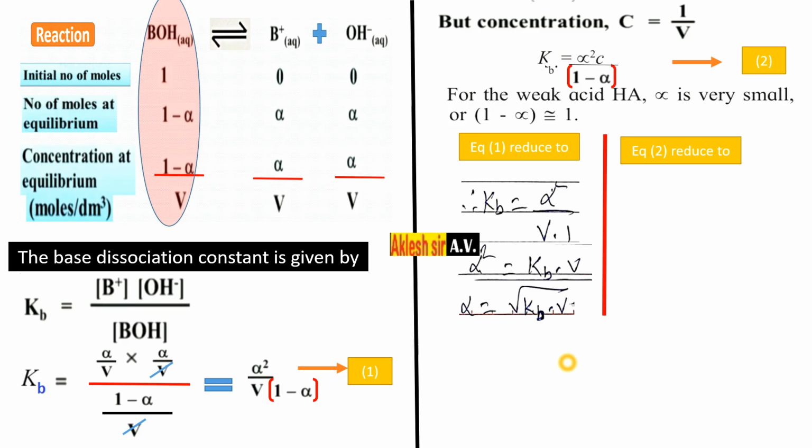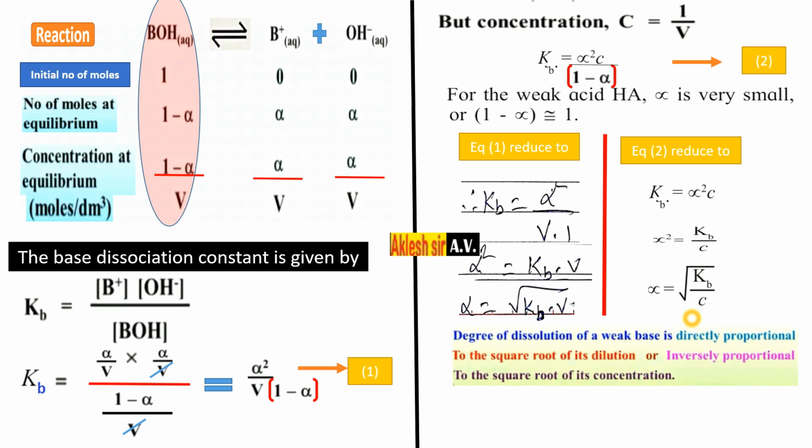And what about equation 2? Equation 2 reduces to Kb equal to alpha square C, with 1 below. Then alpha square is equal to Kb upon C, therefore alpha is equal to root of Kb upon C. So the degree of dissociation of a weak base is directly proportional to the square root of the dilution and inversely proportional to the square root of the concentration. This is known as Ostwald dilution law for weak base.